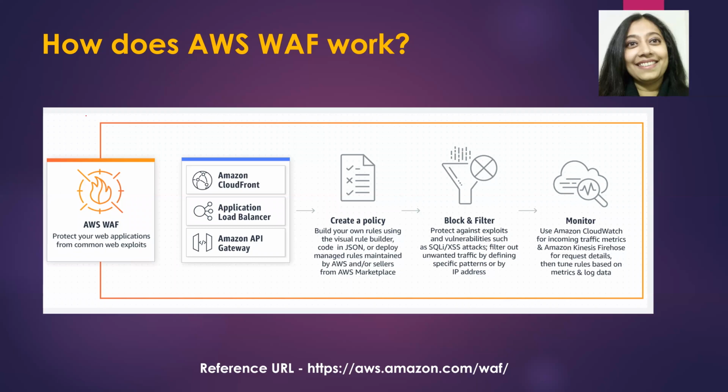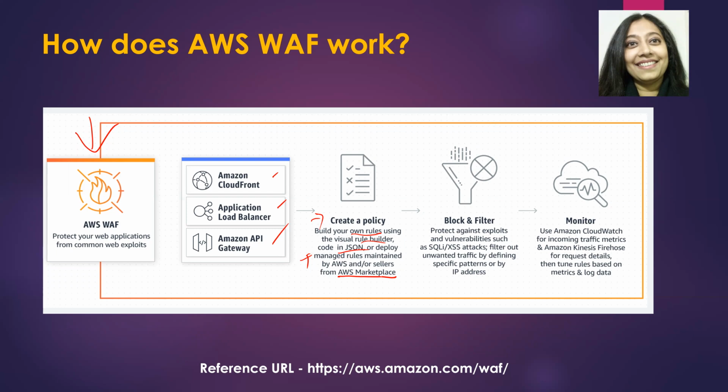So you have your AWS WAF right here. You have your 3 services that we just talked about. And what you do is you create a policy, right? So in this policy, you build your own rules. You can use a rule builder, or you can just simply code in JSON. Or if you don't want to do that, what AWS provides you is a set of managed rules, and these are managed by AWS. So you could pretty much use these managed rules, or you could even go to AWS Marketplace and get yourself some rules that you like, that fulfill your requirement.